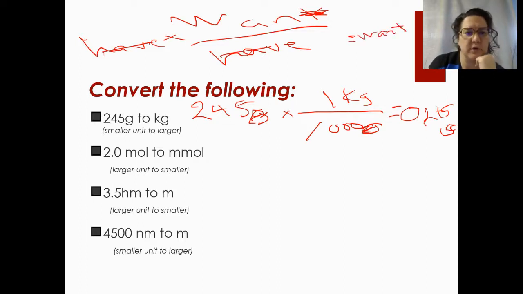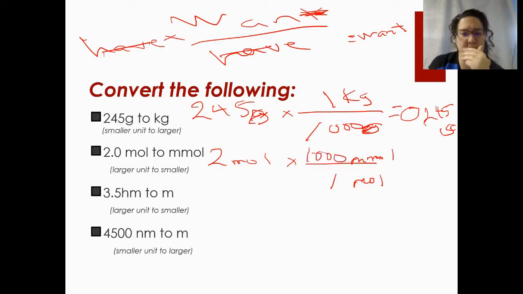So we're going to go with 2 moles times, I have moles down here and millimoles here. So 1 mole is 1,000 millimoles, or 10 to the negative 3 moles. And this is equal to 2,000 millimoles. Again, the units are crossed off and millimoles is left behind.